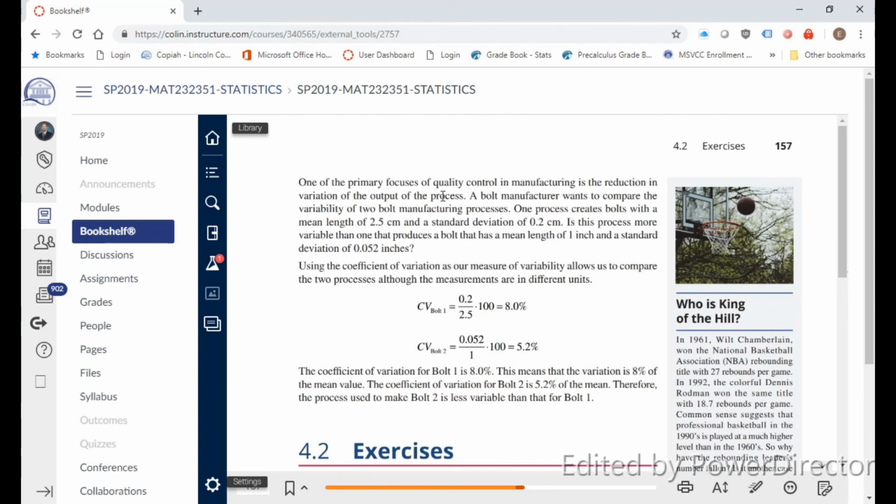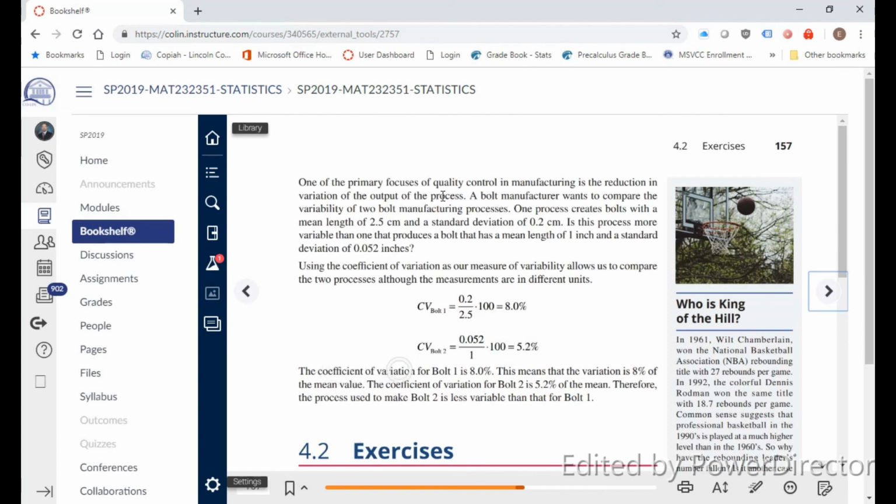But we can look, say we have two different machines and we want to know which one is cutting the bolts correctly or has less variability. Then we take the information from bolt 1, we take the standard deviation, divide it by the mean, multiply by 100, and you get that the first machine has an 8% variability. The second machine, you take the standard deviation, you divide it by that 1 inch, you multiply by 100, and you can see its variability is 5.2%.